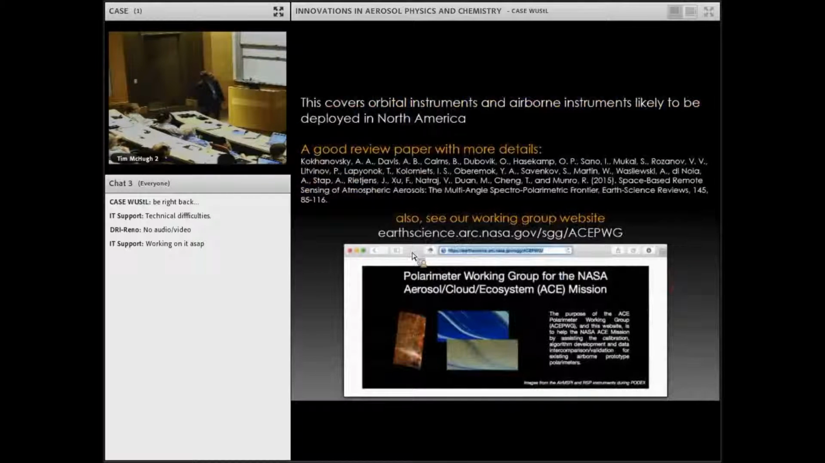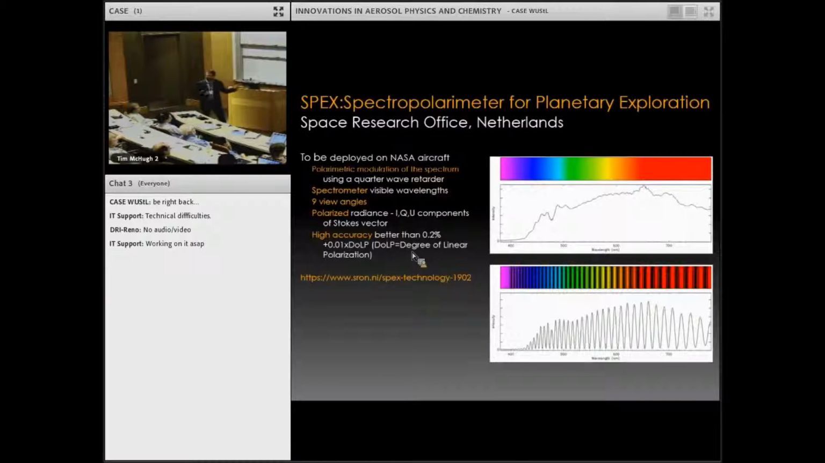Okay, so that's sort of where we are in the state. There are a number of other airborne instruments. What I described here are really what's relevant within North America and the measurements that are likely to be made in North America. The French have a couple of polarimeters. I know of at least 2 that exist in China. But this is what I'm most familiar with.